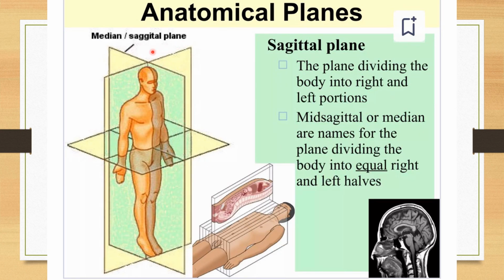Now if the plane goes in such a way that it divides the body directly into two equal halves, which we refer to as the mid sagittal, or sometimes some people call it median, on MRI this is how it will look like. So the plane dividing the body into right and then left portions. Mid sagittal or median are names for the plane dividing the body into two equal halves, right and left.